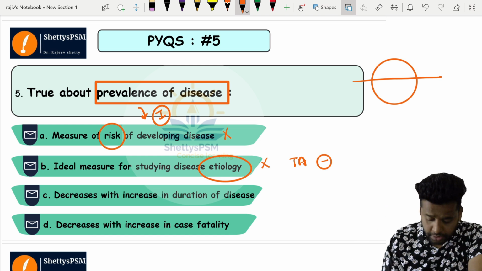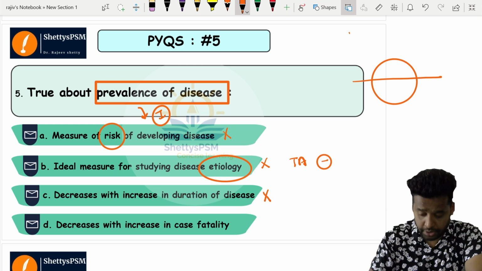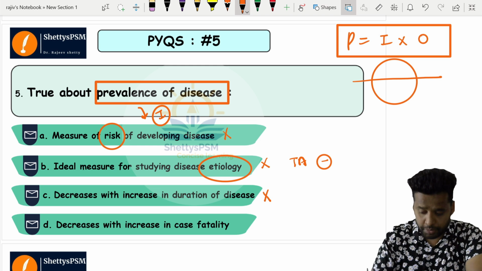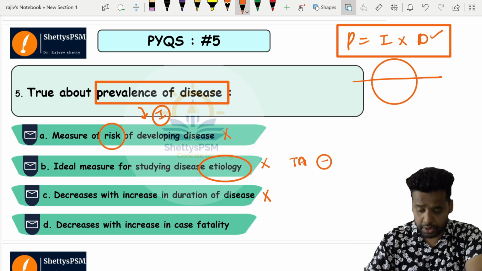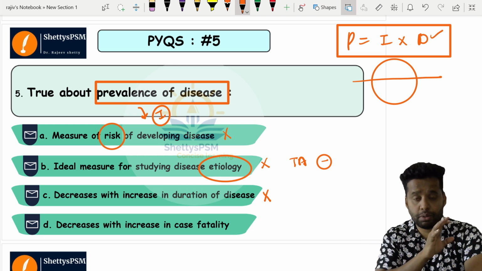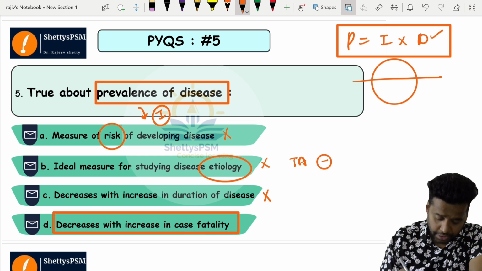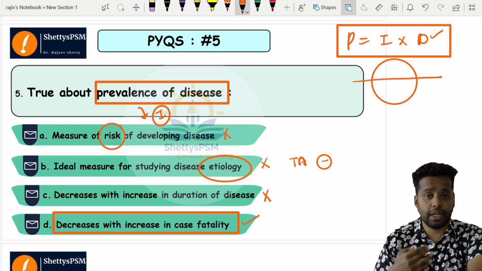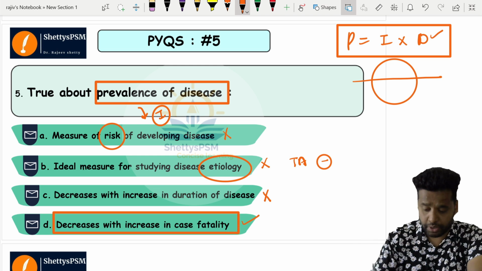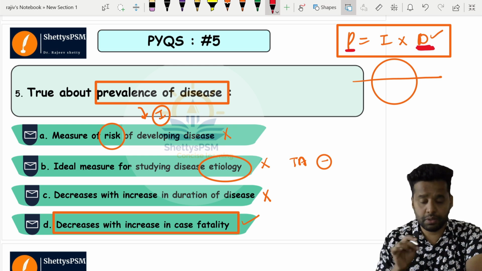Decreases with increase in duration of disease? No, it increases with increase in duration of disease. P is equal to I into D. You know the equation. Prevalence depends on two factors. Incidence is more, prevalence will increase. Duration is more, prevalence will increase. Chronic diseases, more prevalence. Decreases with increase in case fatality, correct. Increase in case fatality, acute illness like rabies, duration is lesser. If the duration comes down, there is short duration, prevalence will also decrease.